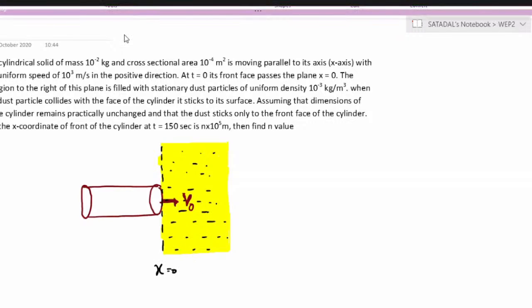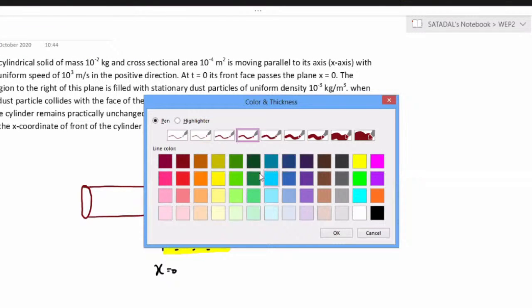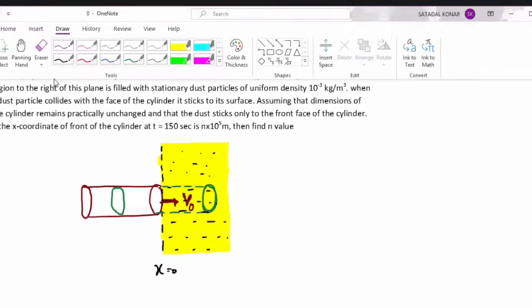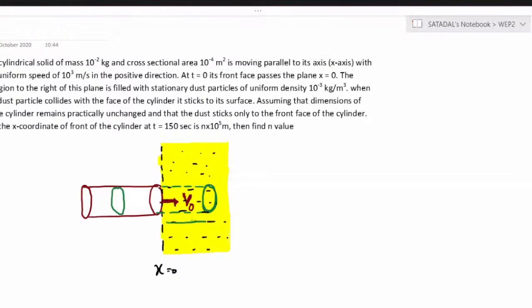Now after some time it has entered. So let us say this is at t equal to 0. Now it has entered the region. I am imagining that the length of the cylinder that is inside this dusty region is L. Area of cross section I am taking to be A.